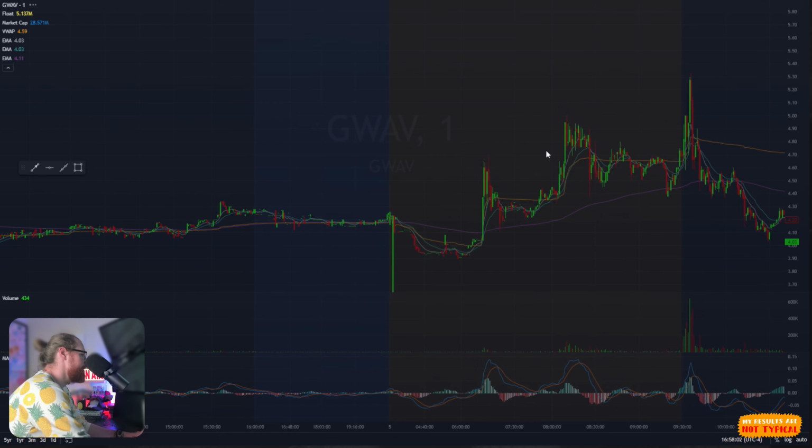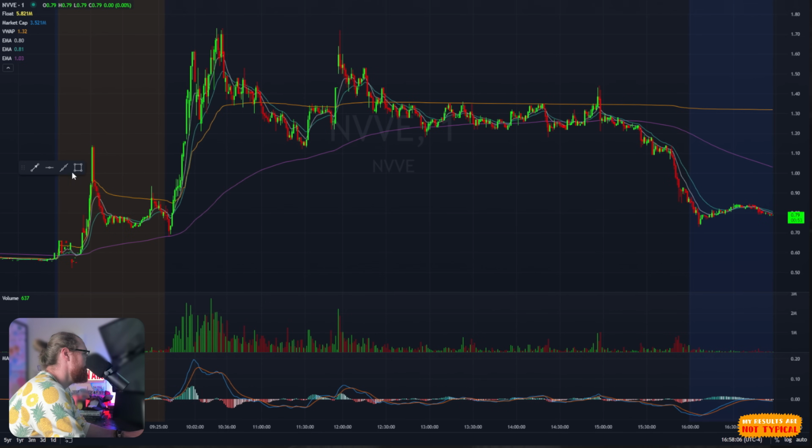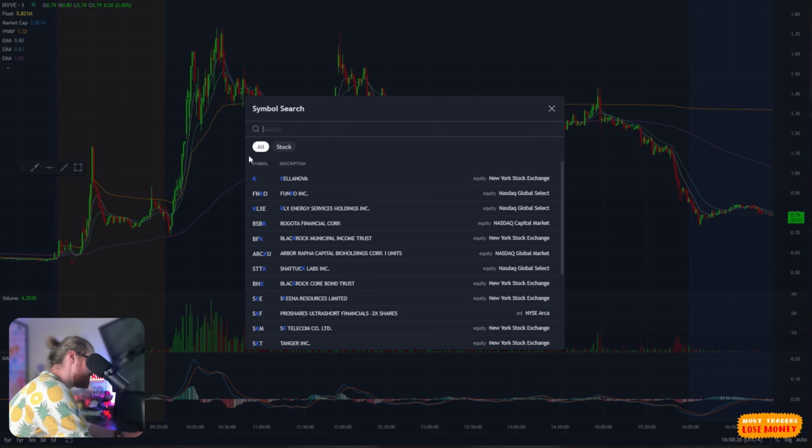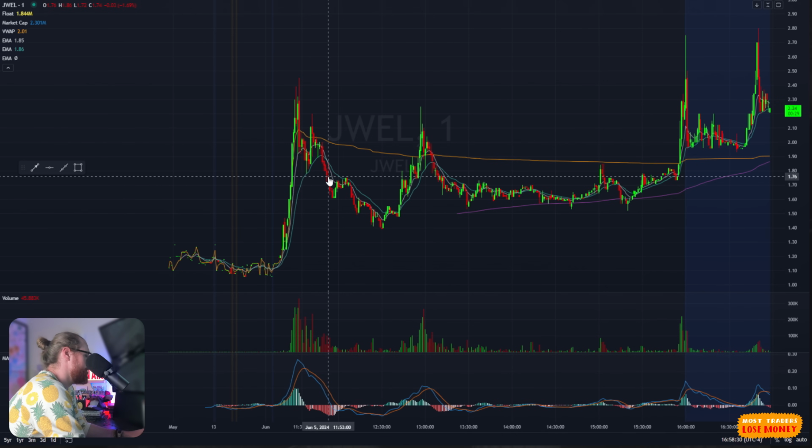NVVE, lower price stock. I bought this at $1. Ended up squeezing up to $1.10 right here and then pulled back and then came back up and went from $1 all the way to $1.60, $1.70. It's a pretty good move, but a little choppy. And in this move here, I felt like it was too extended and I was worried about getting caught in a halt going back down. Let's see, JWEL, Jewel. So this one, I took a trade on it.